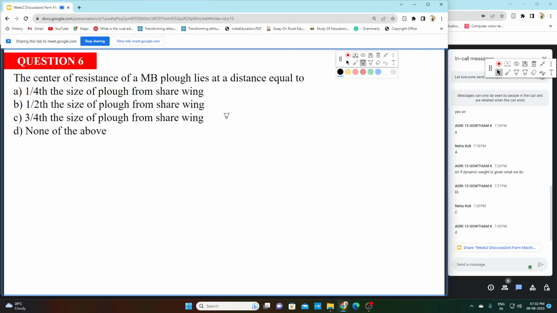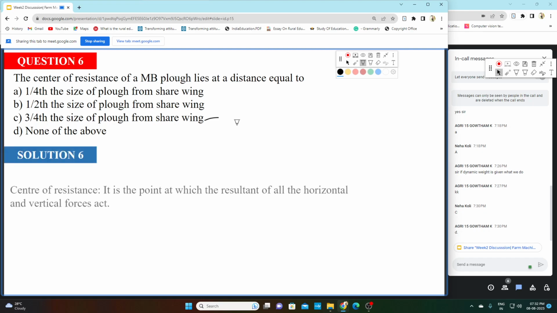So any guesses for this? C, answer 3 by 4 the size of the plow from the shear. Yeah, very good. Any other guesses? Anyone who wants to differ from this C guess? Okay. So let me tell you what is the center of resistance.